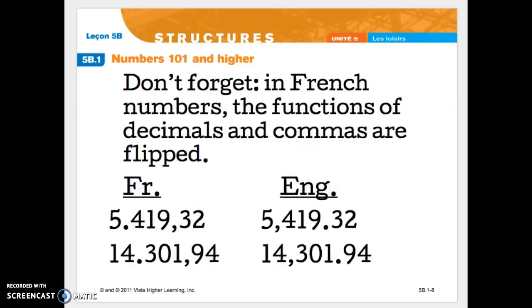Don't forget, again, about those decimals. The functions of the decimals and the commas are flipped. The French version of 5,419 and 32 hundredths looks like this, and the French version of 14,301 and 94 hundredths looks like this.